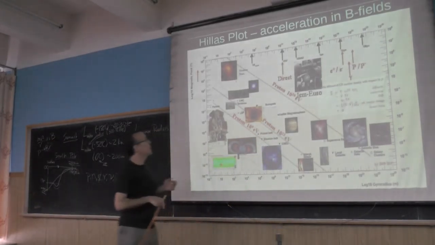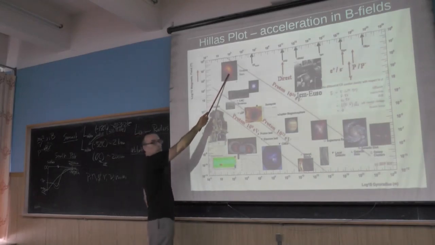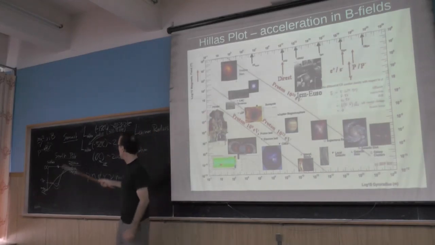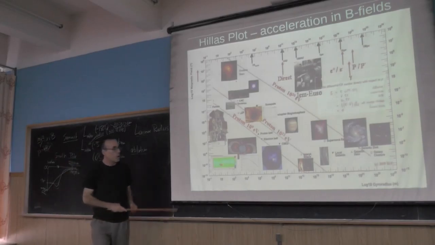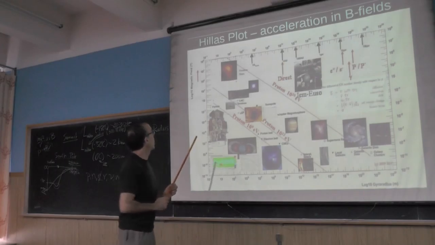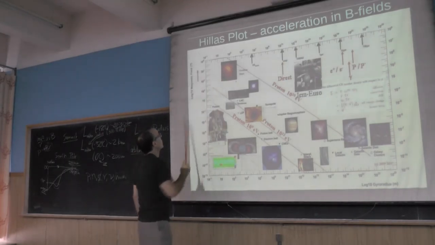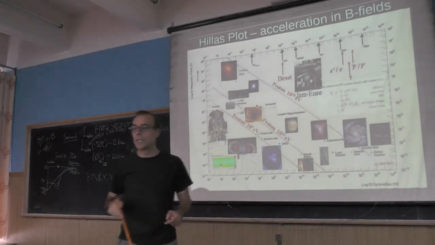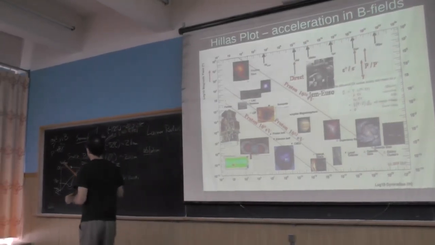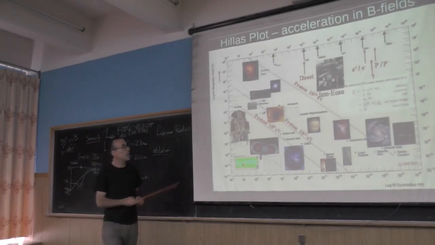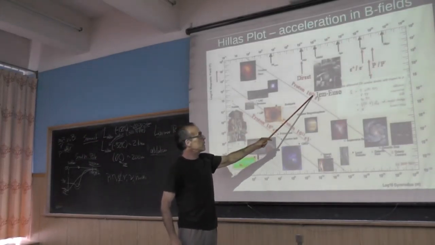So for instance, you can have neutron stars, which are small, R is on the order of 10 kilometers, but the magnetic fields are huge. The magnetic fields are so large, you know, 10 to the 7th Tesla, that it compensates for the small size, and this product is large enough that you can get up to 10 to the 20th electron volts.